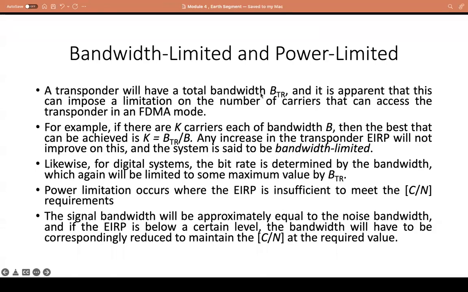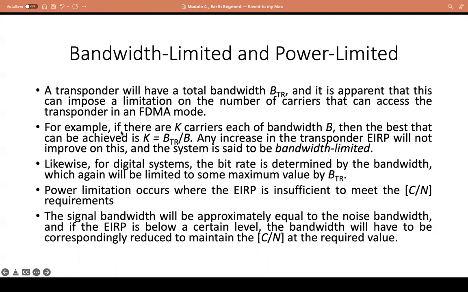A transponder will have a total bandwidth, which we term BTR, and it is apparent that this can impose a limitation on the number of carriers that can access the transponder in an FDMA mode. As we saw previously, we were using VSAT TDMA, and then we moved on to DAMA, and then to the implementation of the Aloha protocol, along with this transmission technique.